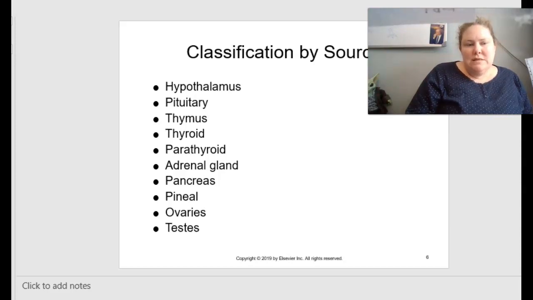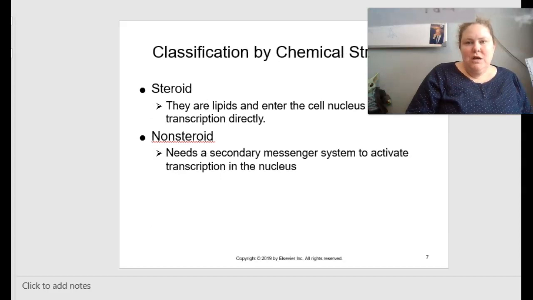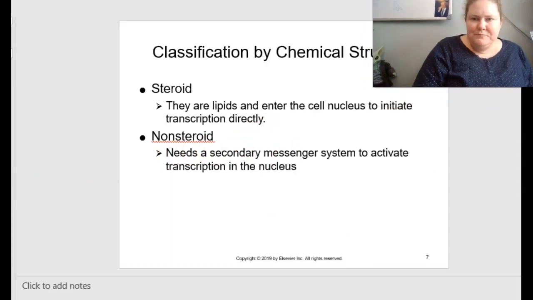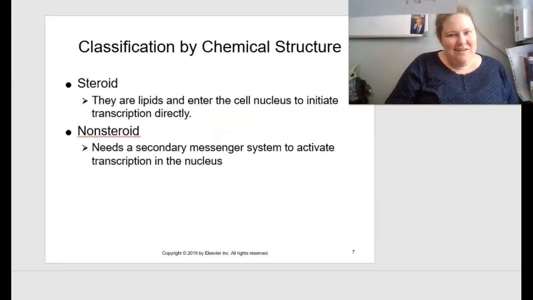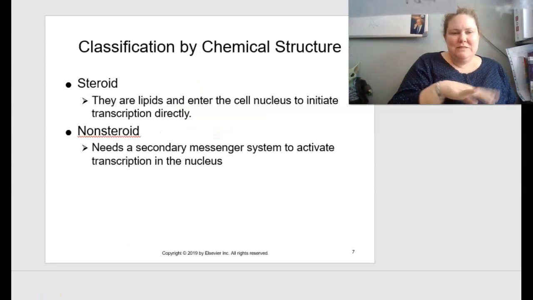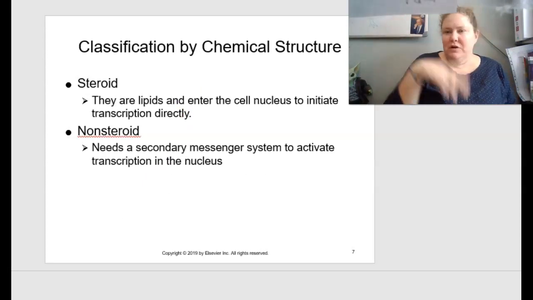So in order to start, we need to figure out how to classify based on chemical structure. So basically, we have a couple different chemical structures that we need to talk about. And one would be steroids, and these, I'm going to pause for a second, hold on. Okay, we're back. I had to move my screen around so that I wasn't covering all the slides.